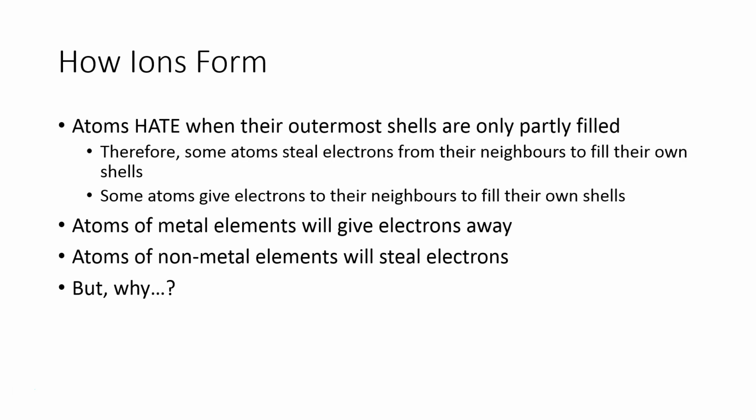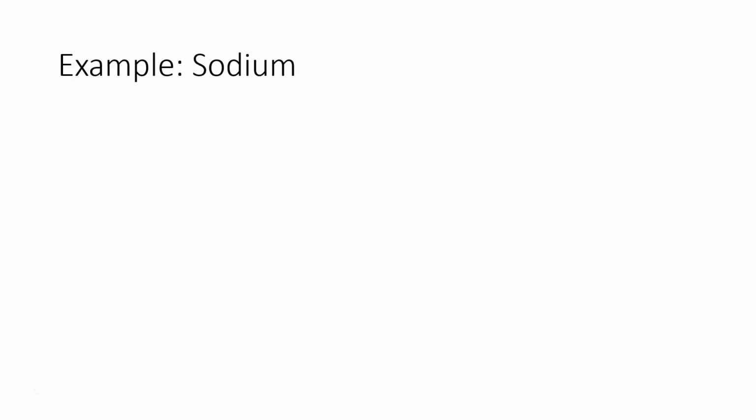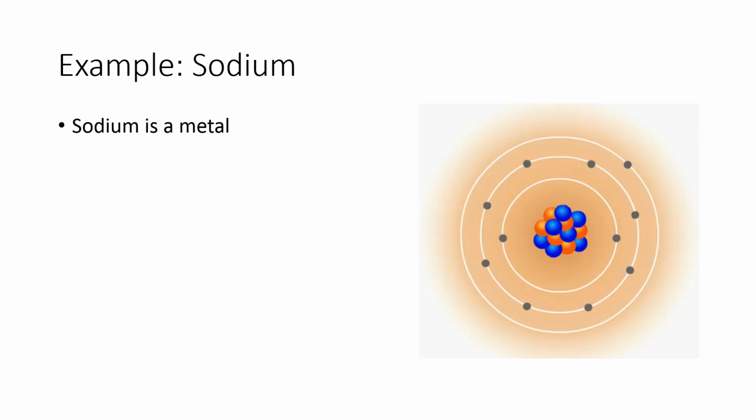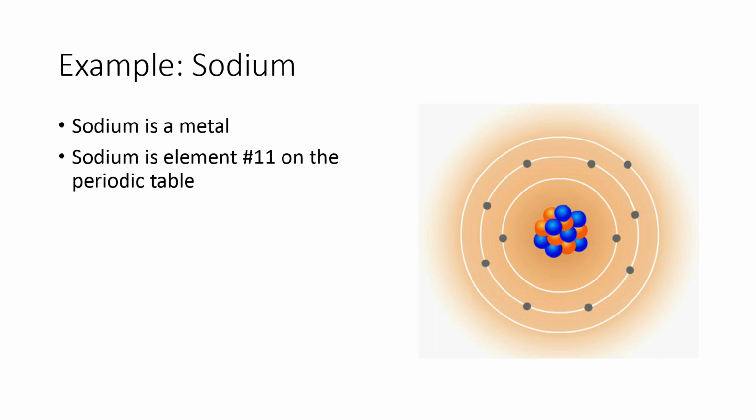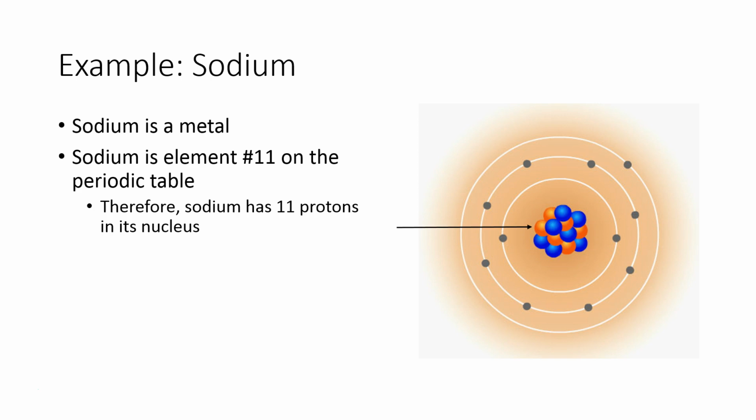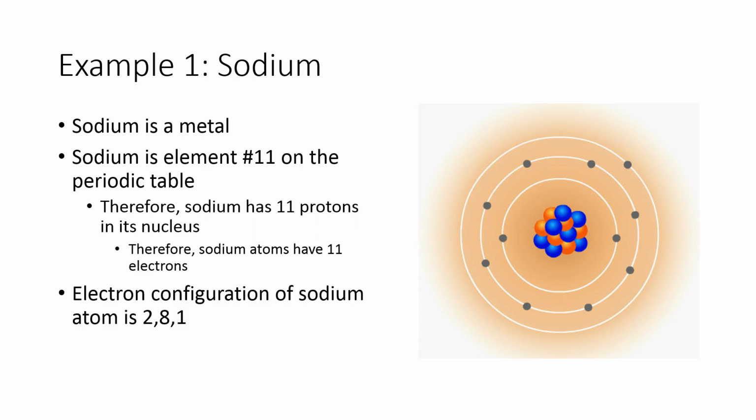But why would they do that? Let's have a look at sodium atoms as an example. How do sodium atoms form ions? All right, let's start from the very beginning again. Sodium is a metal. Sodium is element number 11 on the periodic table. If you'd like, you can pause and prove that to yourself by looking at your periodic table. That means that sodium must have 11 protons in its nucleus. Therefore, in order to make a sodium atom neutral, it has to also have 11 electrons.